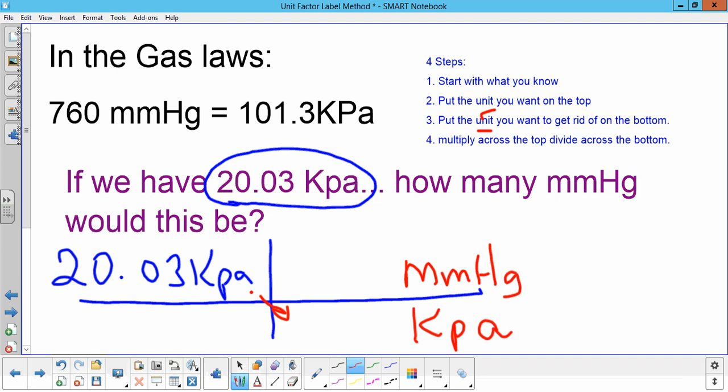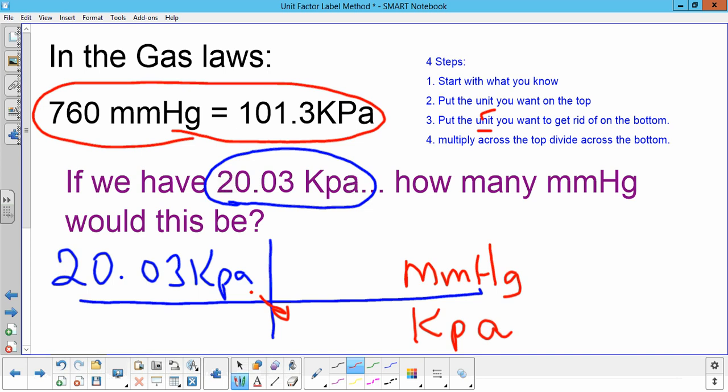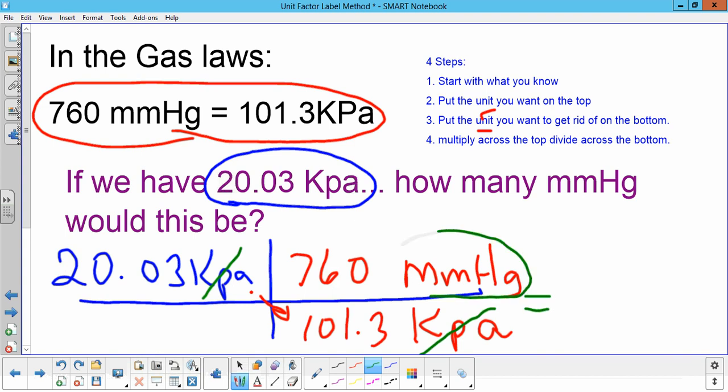Once we have the two units top and bottom, I look for something to make them true, so I'm effectively multiplying by a special 1. What is true about millimeters and kPa? Well, this is what's true. 760 millimeters of mercury is the same as this in kPa. So I'm going to put my 760 millimeters of mercury on top and my 101.3 kilopascals down on the bottom. Now, as we take a look at what's going on here, kPa on the top cancels kPa on the bottom. So the only unit that hasn't canceled is millimeters of mercury. I know my answer is going to come out in this crazy looking unit, millimeters of mercury.